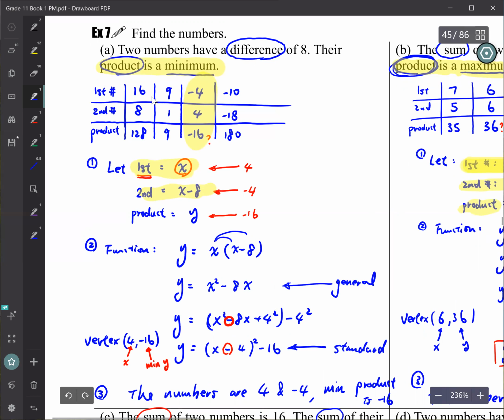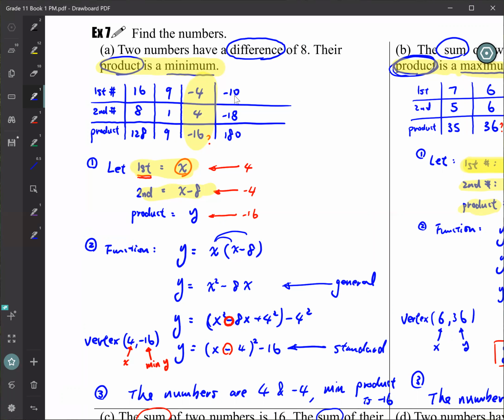Okay, the table there is just making an example to help you understand what the question is asking, right? So I just asked the student to give examples. One of them says, okay, first number to be 16, okay? And then because the question says they must have a difference of 8, you understand difference, right? Yeah. Okay, so the second number has to be 8, because 16 minus 8 will be 8.